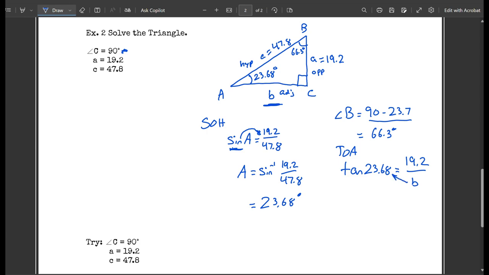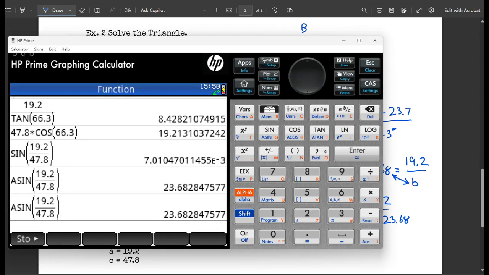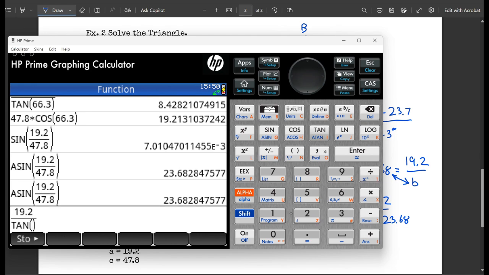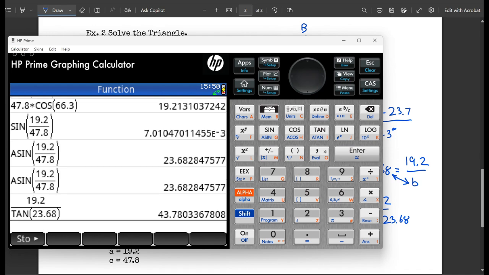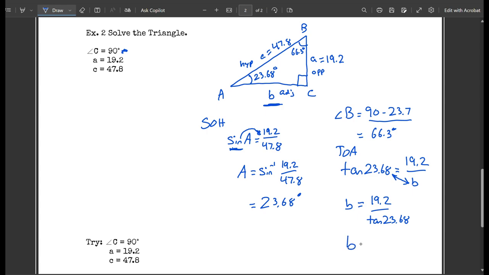Then we'll use our trick to switch these two. So B equals 19.2 divided by tangent 23.68. I'll go to the calculator. 19.2 divided by tangent 23.68 equals 43.78. All right. B equals 43.78.